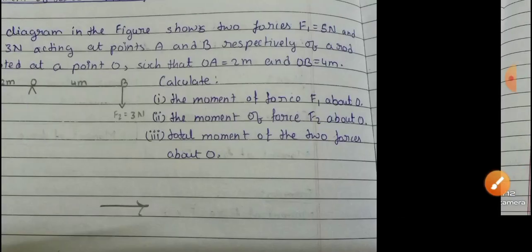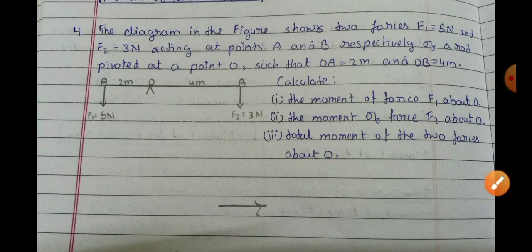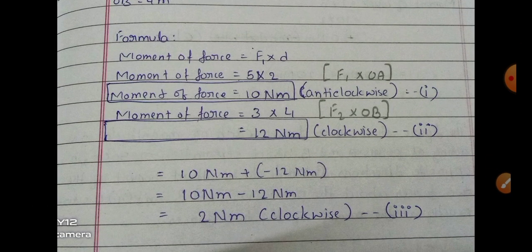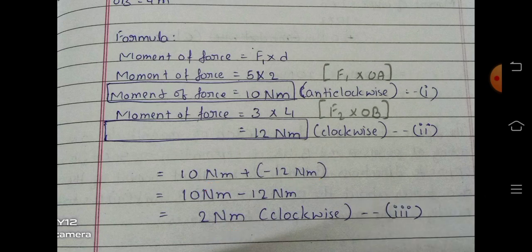Now the third question was: what is the total moment of the two forces about O? So this time we have to add both the clockwise and anti-clockwise values. So after adding, 10 Newton meter for the anti-clockwise, plus minus 12. As you know, the minus sign is for clockwise. So minus 12 Newton meter. After doing this, you will get the answer 2 Newton meter, but here it is not required to show the minus sign, since it is a clockwise motion.